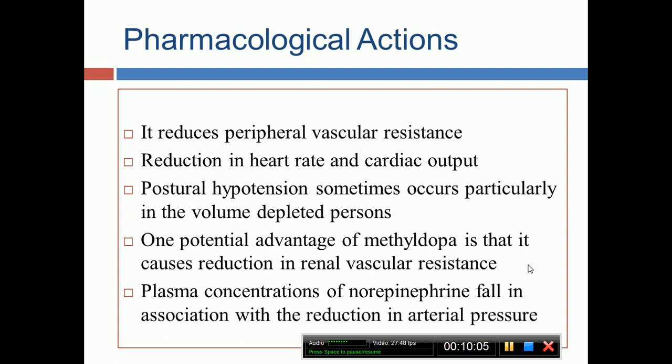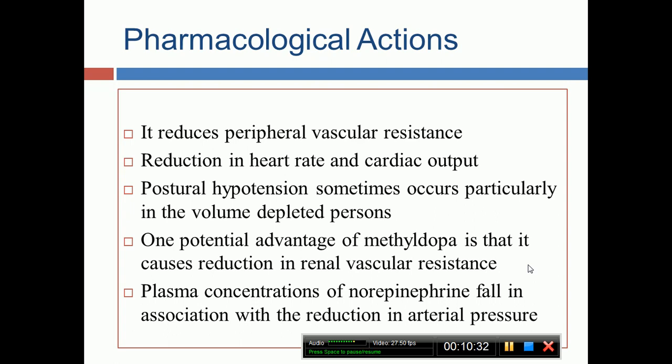What are the pharmacological actions? Pharmacological actions are those actions which are induced by the drug at the organ level. It reduces peripheral vascular resistance, so it will lower the blood pressure, with a reduction in heart rate and cardiac output. Postural hypotension sometimes occurs, particularly in the volume depleted person.